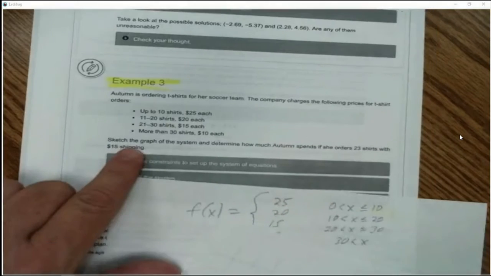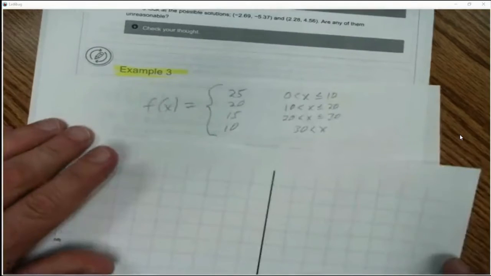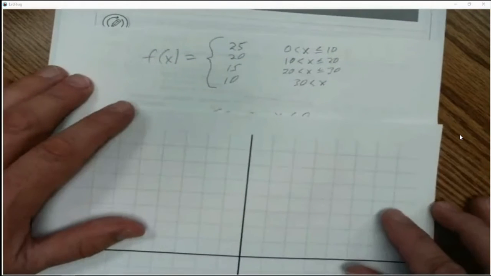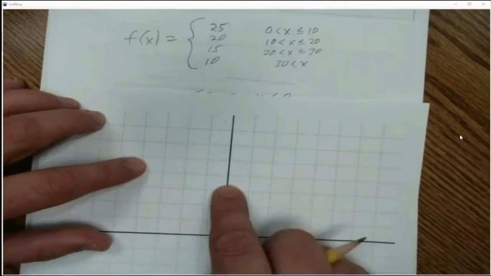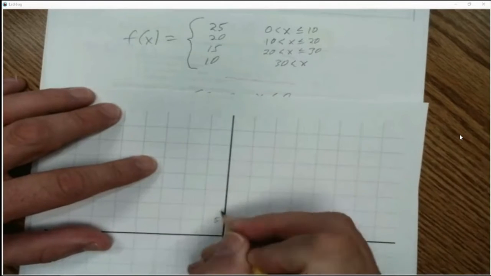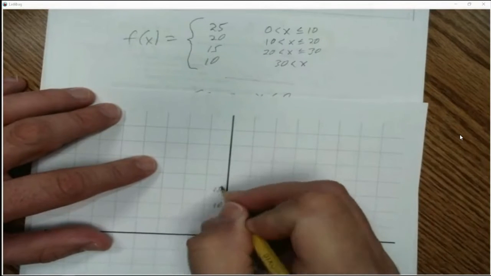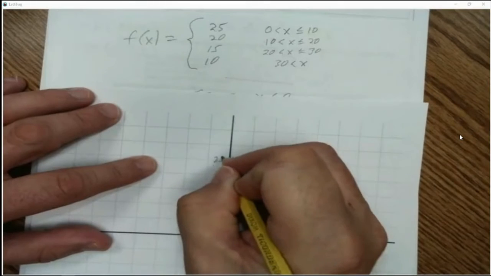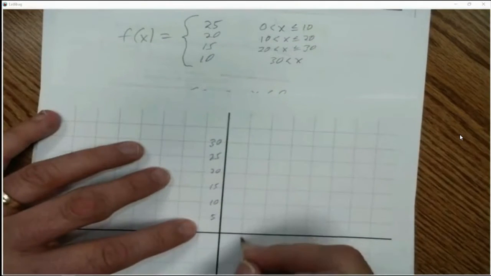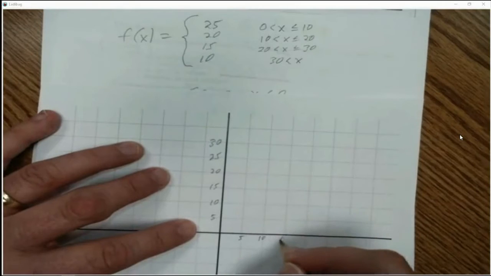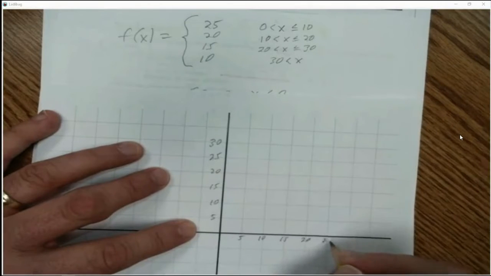We're supposed to sketch the graph. So I've set up my equations. For my graph, I'm going to go ahead and set these at 5. So this is 5, 10, 15, 20. This is going to be my prices of shirts, right? And then I'll do the same thing here, 5, 10, 15, 20, 25, 30 or more.